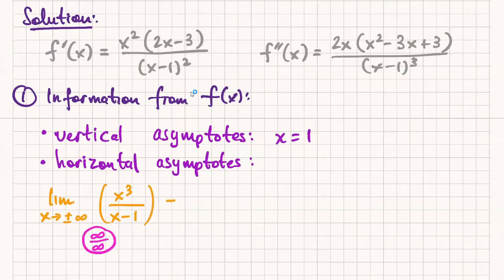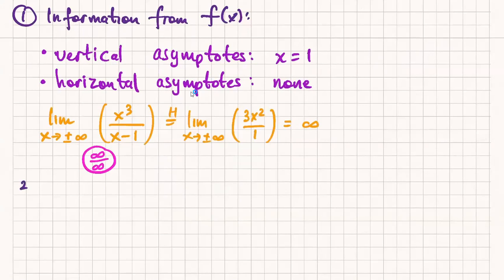So if I use L'Hopital's rule here, I get the limit as x goes to plus or minus infinity of 3x squared over 1. And in both cases, I just get plus infinity. So actually, there are no horizontal asymptotes. And we know that on both sides of this graph, it goes up to infinity. Okay.